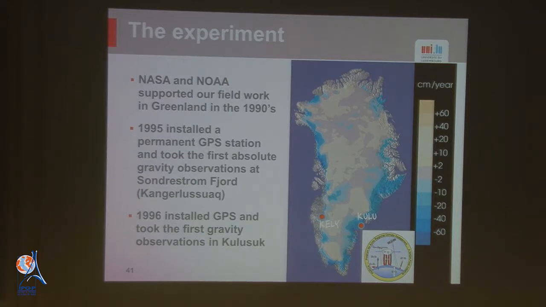So in 1995, we went in, we installed the GPS receiver there. It was the second permanent GPS receiver. The first had been installed by the military up in Thule. And then the next year, in 1996, we installed permanent GPS, and absolute gravity. We went there and took absolute gravity in 1996 in Kulusuk. So this is the area of the map that I'm going to be focusing on.